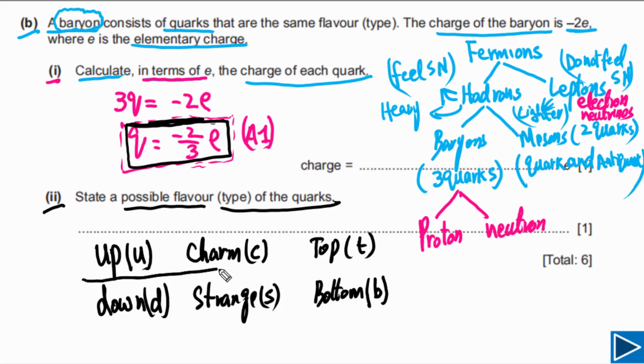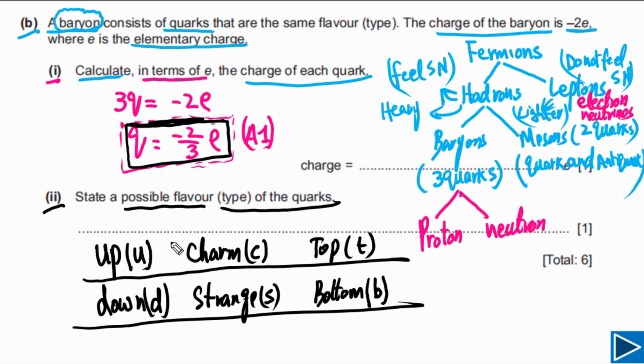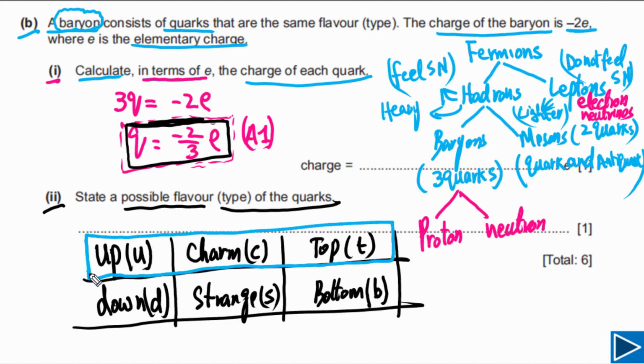Now if you look at the charge of these quarks, this is the first and second generation, and this one is the third generation. If you look at the charge on up quark, charm quark and top quark, they all have the same charge, plus 2 by 3 e. Now if you look at the bottom row, all the quarks in this row also have the same charge, and the charge is equal to negative 1 over 3 e.